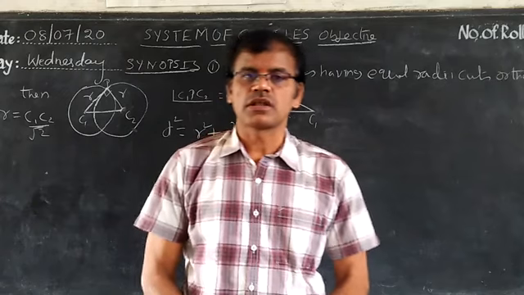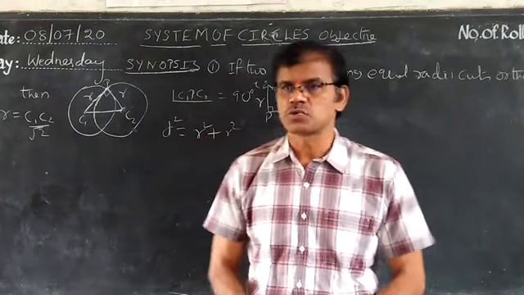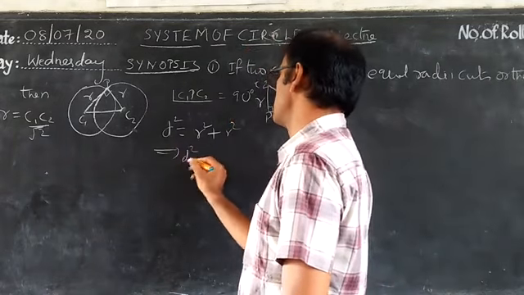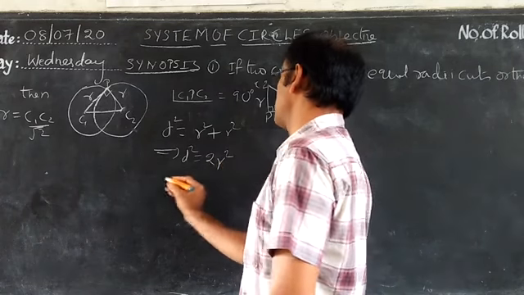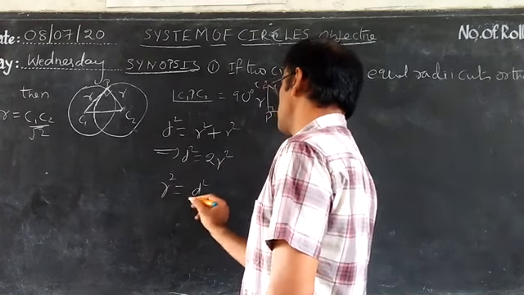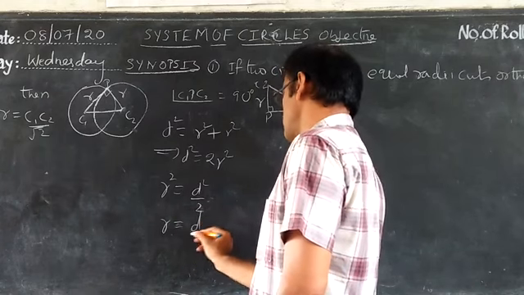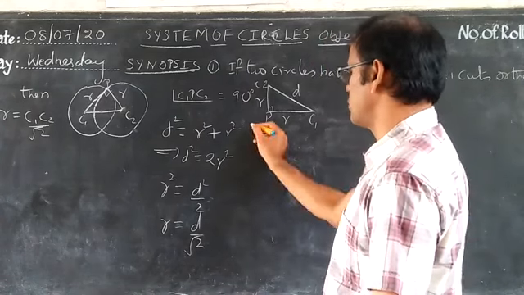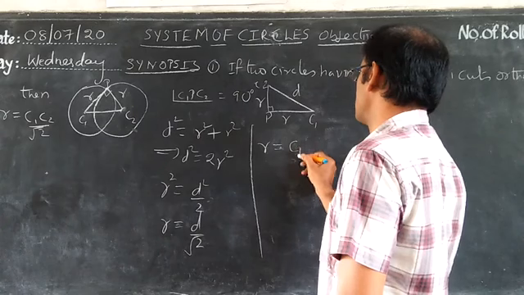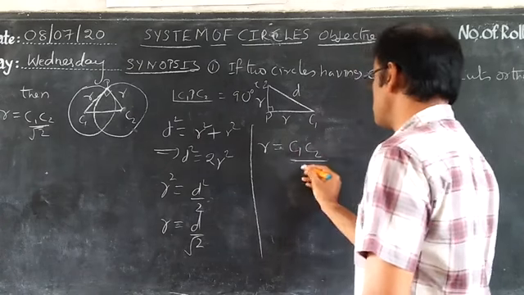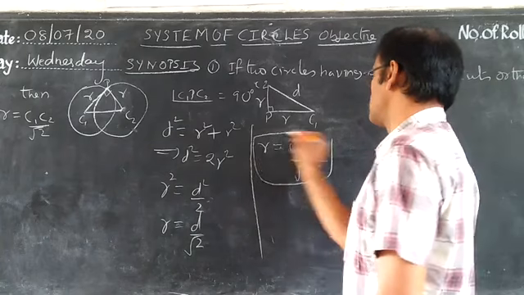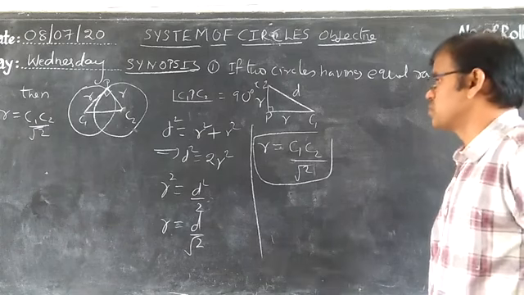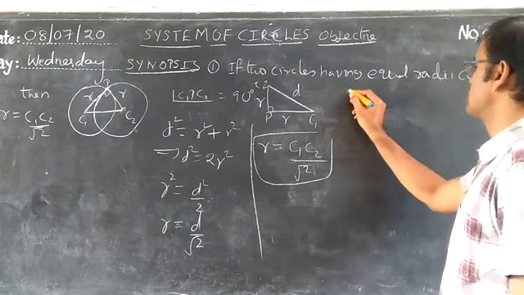Whenever two circles are orthogonal, the condition is D square is equal to R1 square plus R2 square. Now whenever the radii are equal, D square is equal to R square plus R square, so D square is equal to 2R square. R square is equal to D square by 2 and R is equal to D by root 2. What is D here? The distance between C1 and C2. In some books it will be given like this. Remember the formula R is equal to C1C2 by root 2. This is the first synopsis.